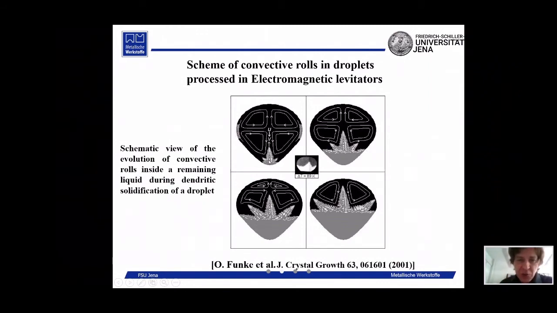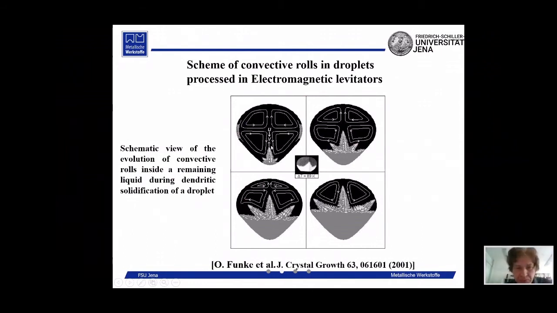So anyway, we have dendrites which grow in different directions from the triggered point. But before the solidification, we have a specific structure of liquid flow in the droplet processed in an electromagnetic levitator. So we have two tori. One of them lies down. We have the equator here, and we have a second torus at the top part of this droplet.